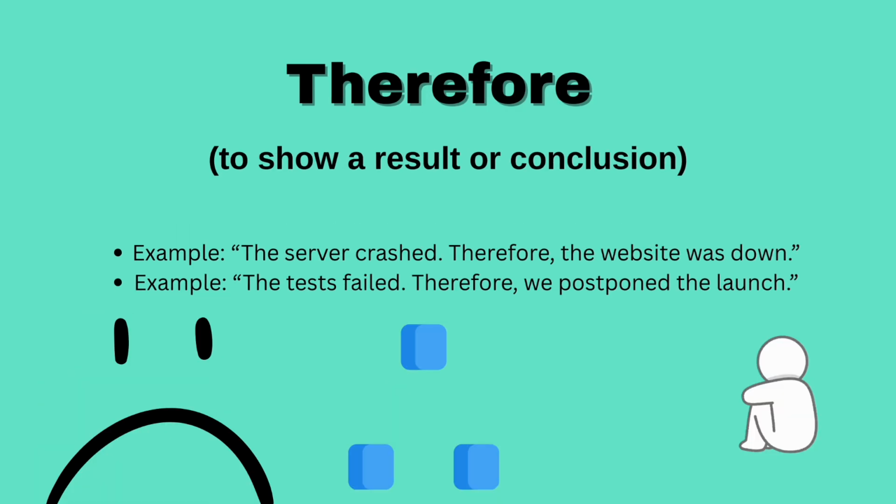Fourth, therefore means to show a result or conclusion. For example, the server crashed. Therefore, the website was down. Without a server crash, the website will never go down. So here it's the result. The second is a result of the first one. Second example, the test failed. Therefore, we postponed the launch.